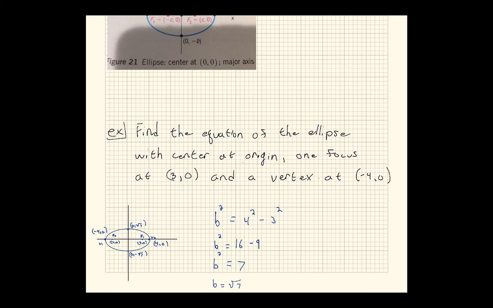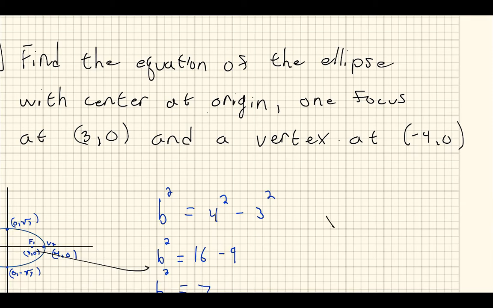The equation, we have a, right? We have c, we have b. We should be able to plug those right in. So my equation is x squared over a squared. Again, a was 4, so a squared is 16. x squared over 16 plus y squared over, we said b was root 7. Root 7 squared is just 7. This is equal to 1. Okay, that's going to represent my equation.